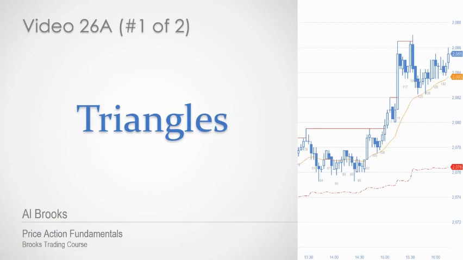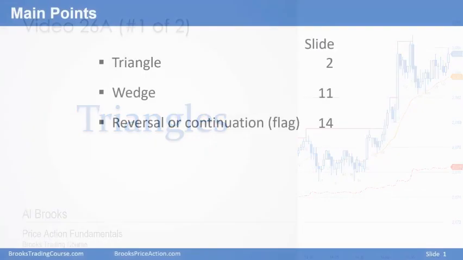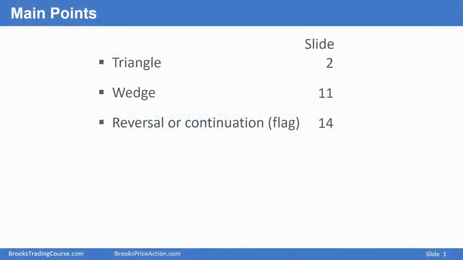This is the first of two videos on triangles. I'll begin by explaining what I mean by a triangle. My definition is broader than that used by many traders. I'll then talk about wedges, which is basically a triangle that's sloped somewhat up or somewhat down. And all triangles can lead to a reversal or a continuation. In other words, they can be a reversal pattern or a flag in a trend.